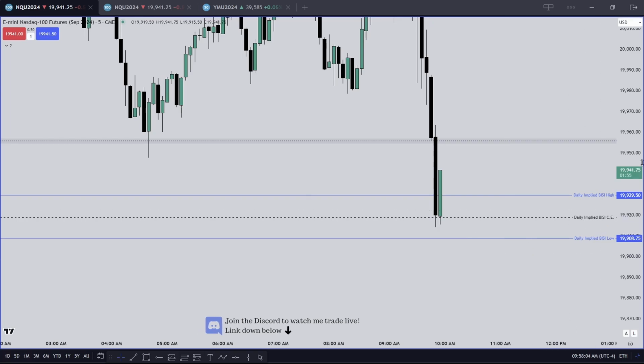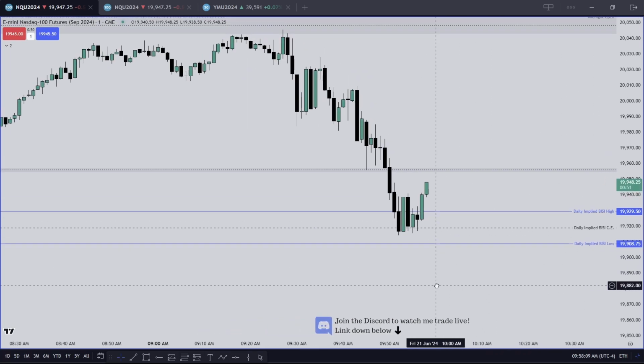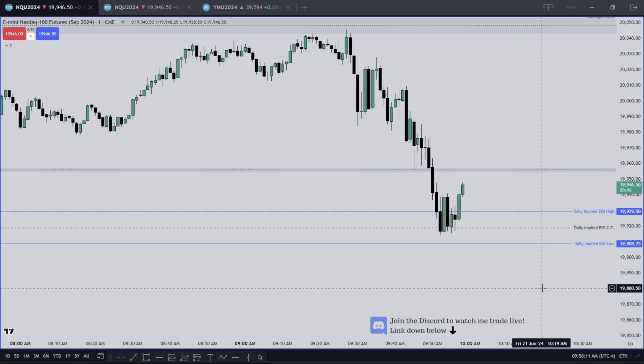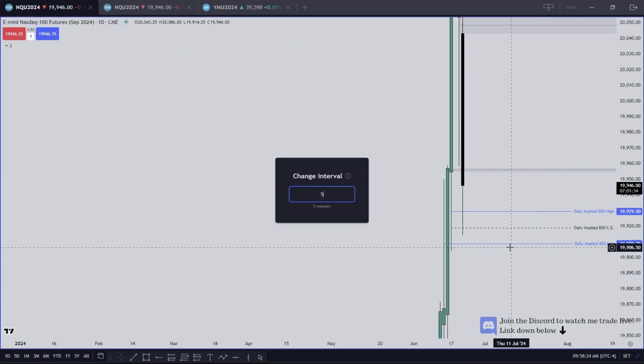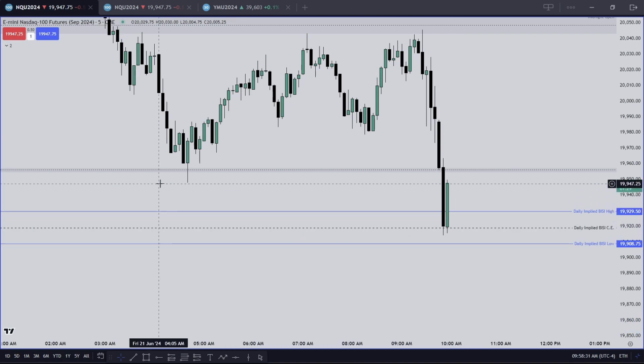Beautiful. Beautiful. Look at that. Implied fair value gap. Look at the consequent encroachment of that. Beautiful, beautiful, after taking out the sell side.